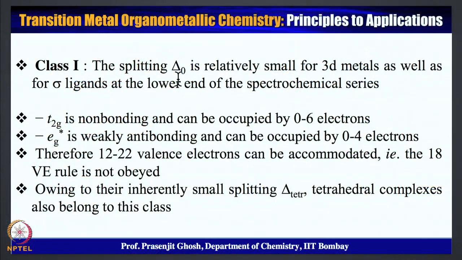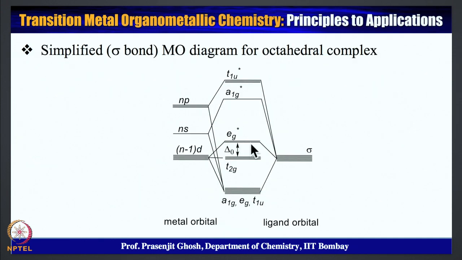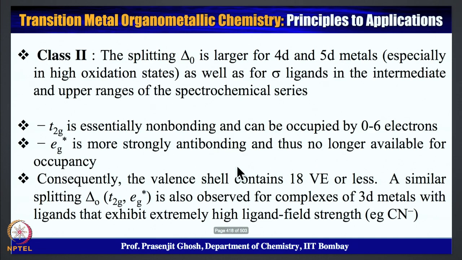Now, we had also seen that the reason for the division of these classes of organometallic compounds is particularly the delta O splitting. Class 1 are usually shown by 3d transition metals, for which the delta O splitting is relatively small, and as a result the t2g is non-bonding and eg* is weakly antibonding. So eg* may be populated, t2g is non-bonding, and as a result one can have anywhere between 12 to 22 electrons. So, they do not obey the 18 valence electron rule.